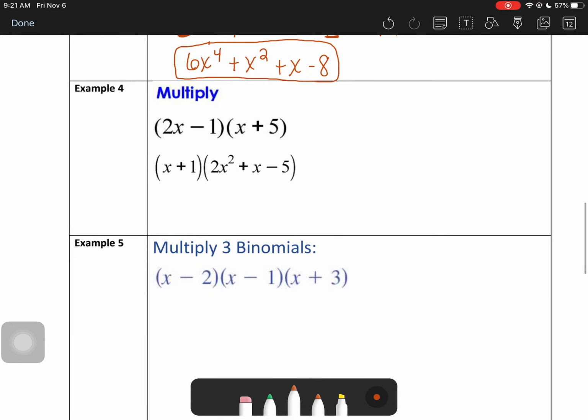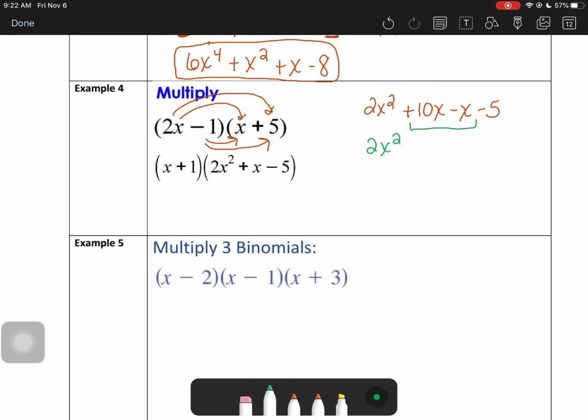Multiplying you've done before, and so we're just going to FOIL if we have two binomials. So we have first, 2x times x would be 2x squared. We have outside, 2x times 5 would be 10x. Inside, negative 1 times x is negative x. And the last, negative 1 times 5 is negative 5. Then we combine like terms, writing our final answer in standard form. And that is multiplying two binomials together using FOIL.